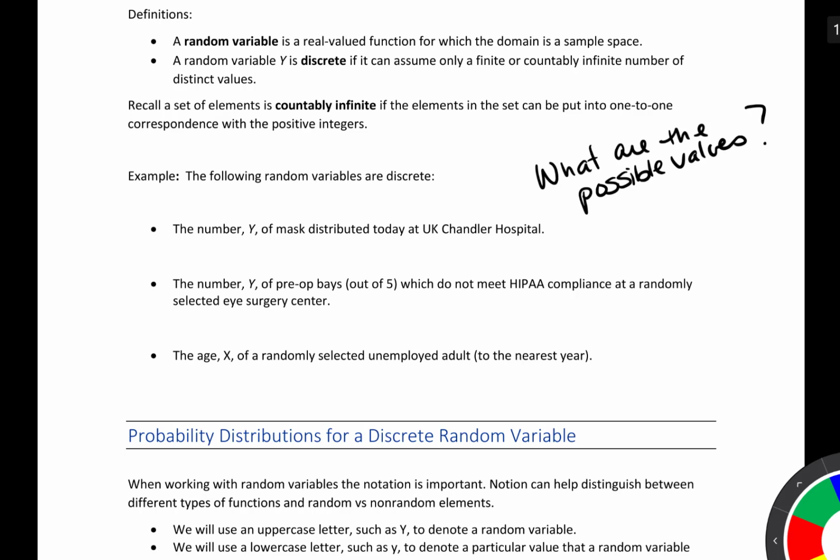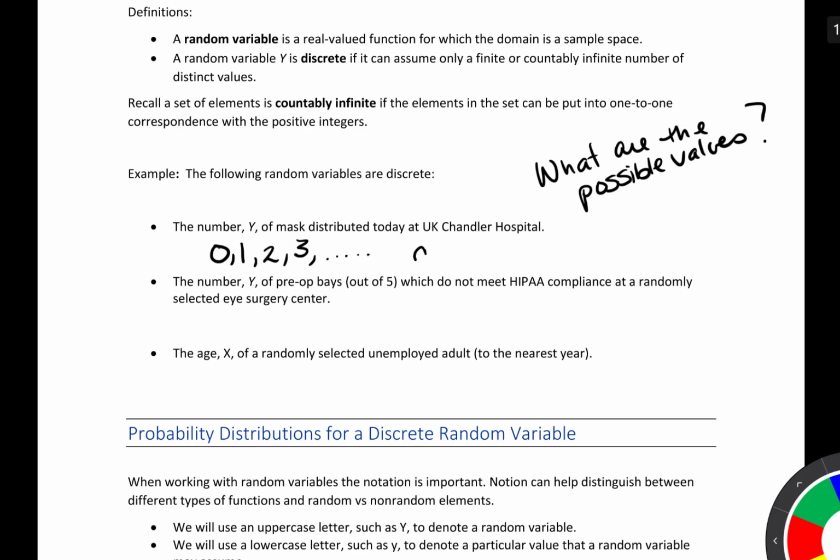We know we can't distribute negative masks, but it is possible that they distribute 0 masks on a particular day. They could distribute 1, 2, 3, and then keep on going. We can't really put an upper bound on that value. And so this is what we would call countably infinite.